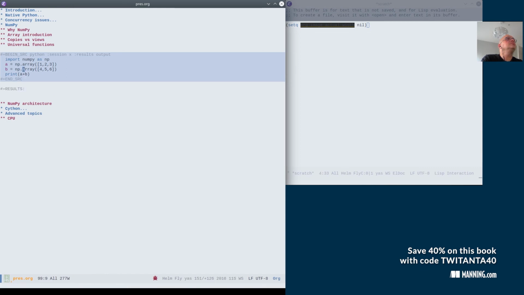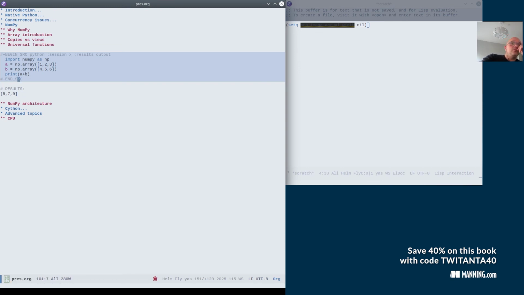Okay, where did I do wrong? What did I do wrong? Oh, I don't have NumPy here. So this would write something along the lines of 5, 7, 9. Okay, so quite simple.